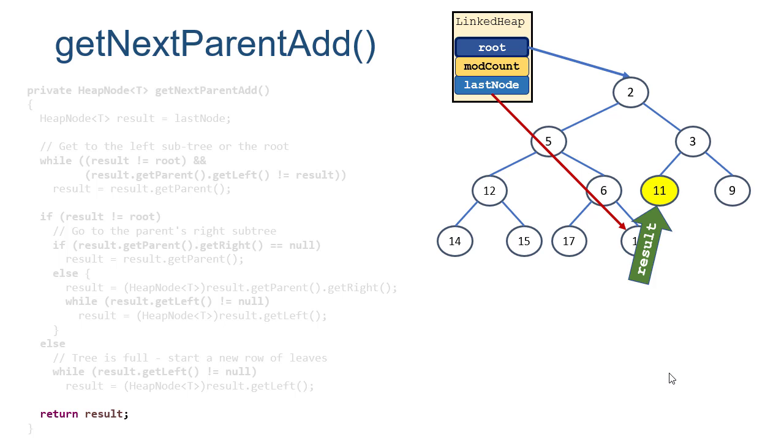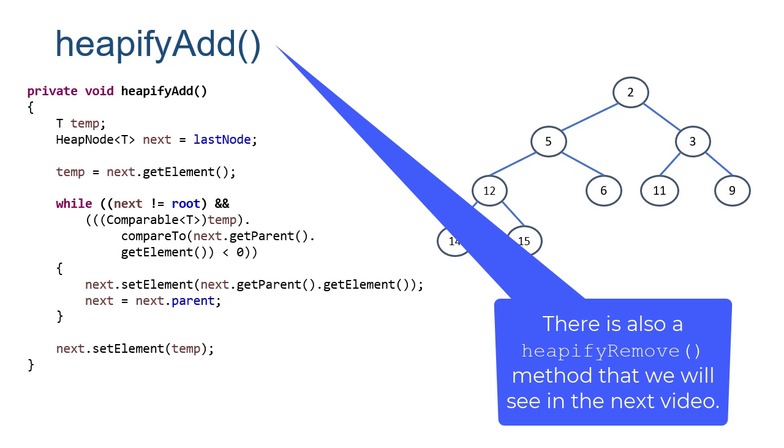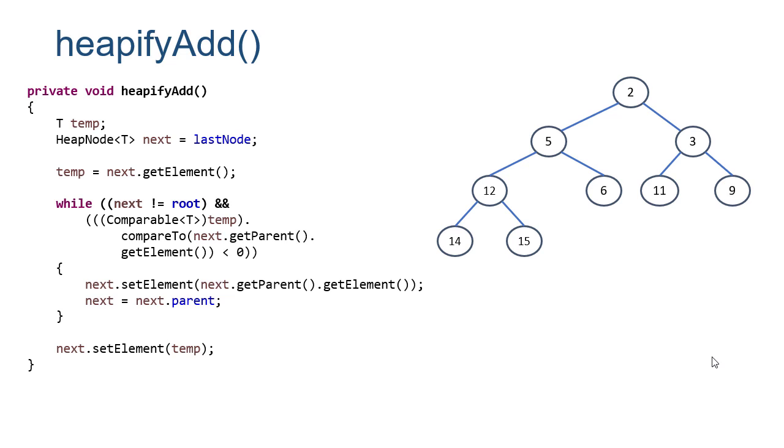And again, ultimately the goal is to go from last node to the new node's parent node. getNextParentAdd is what helps us maintain the structural constraint of the heap, which is that it has to be a complete tree. heapifyAdd is what we call at the end of our add method to make sure that the ordering constraint is correct. So let's see how heapifyAdd works.